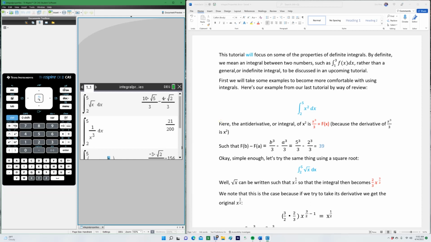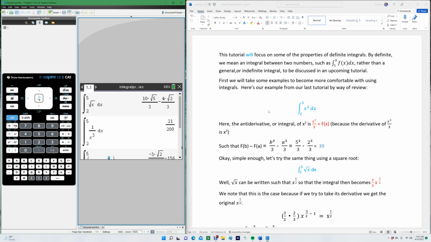Today we're going to discuss some properties of definite integrals. And by definite we mean an integral between two numbers, such as the integral from 1 to 3 of f of x dx, rather than a general or indefinite integral, which will be discussed in the upcoming tutorial. First we take some examples to become more comfortable with using integrals.